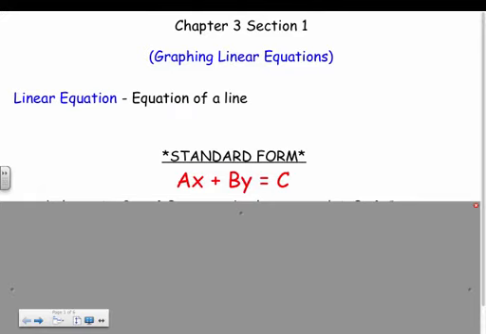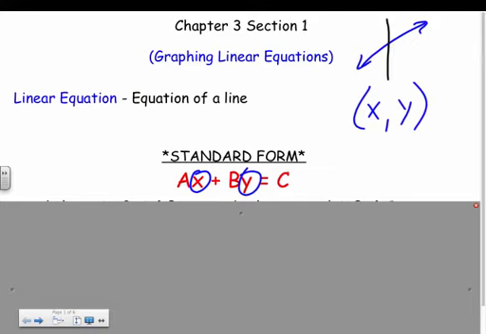But yeah, standard form, we don't use it a ton, but here we go anyway. So in standard form, ax plus by equals c. And the x and the y stand for any ordered pair on my line, basically. So if I graph a line on a coordinate plane, something like that, the x and the y just stand for any point on that line. So it could be a point up there, for example.